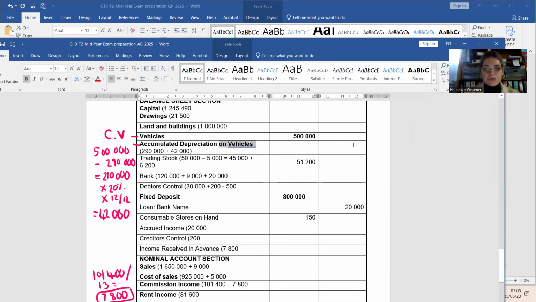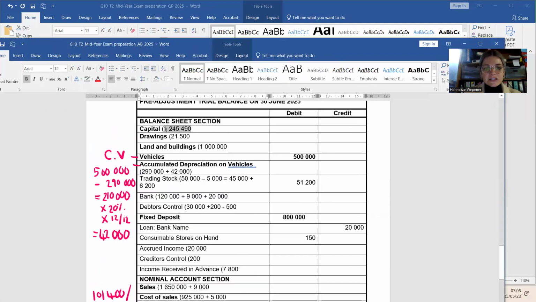And then you must remember that your trial balance is not done unless you have your totals in the debit and credit columns. Without that, we're not going to mark it because then you only showed me calculations. Then I will give you the marks for the calculations, and that is it.